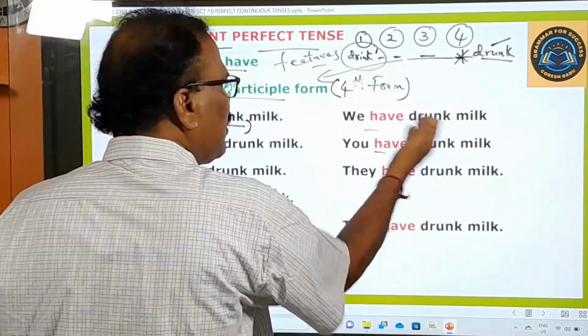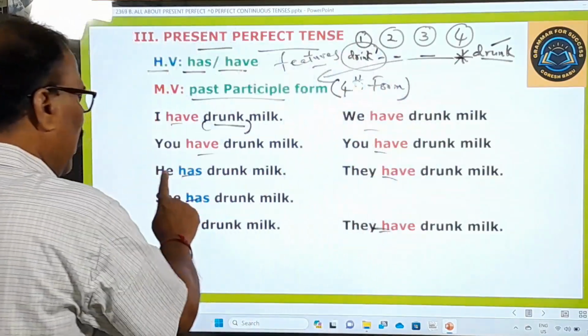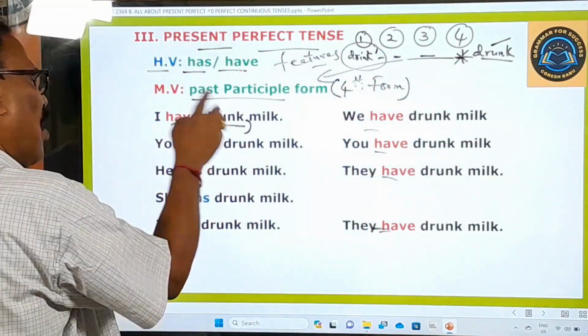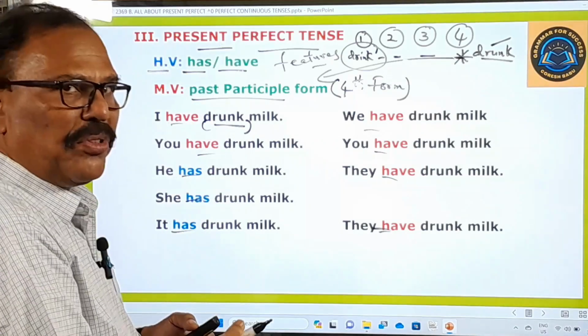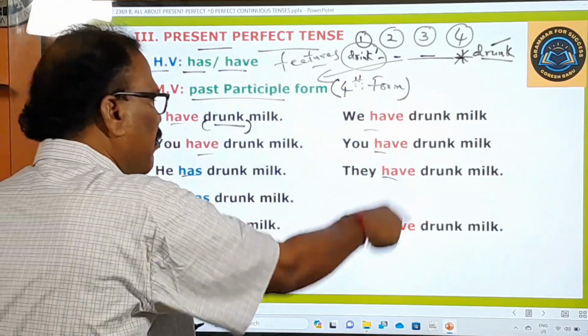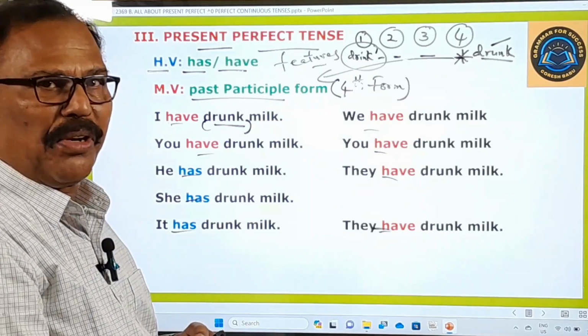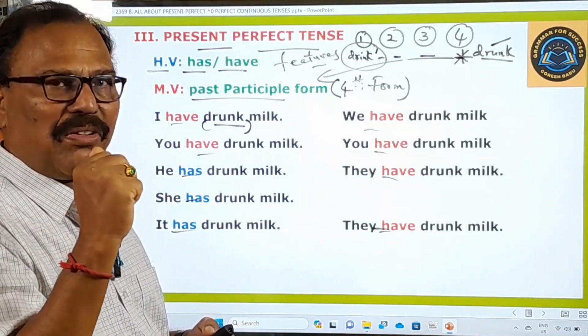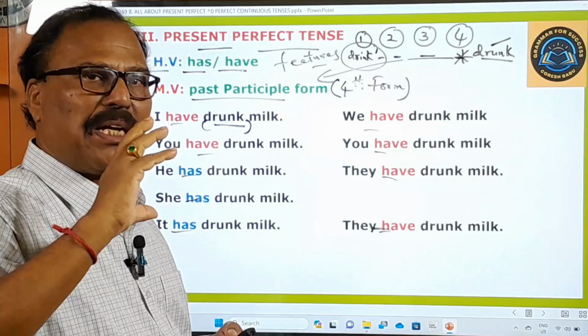We have drunk milk, he has drunk milk. So in this way you take any verb and repeat that verb in all the three persons, singular and plural, and you get wonderful English. Your knowledge of English becomes perfect.